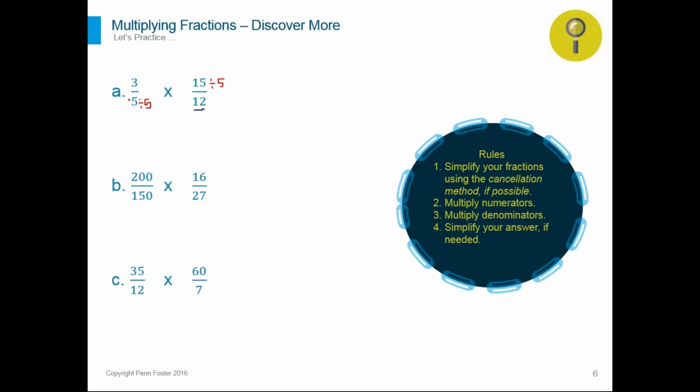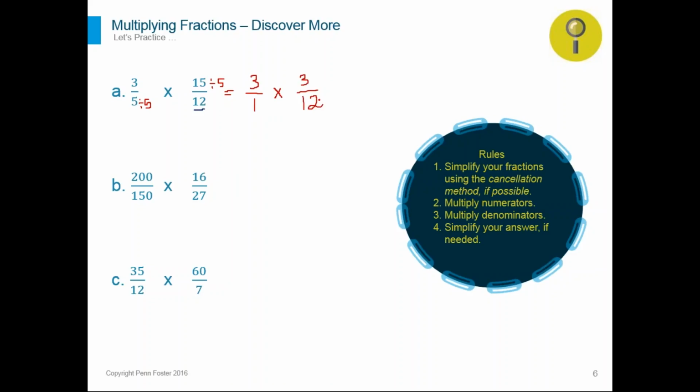Remember, we're going to have one number from the bottom with one number from the top. So let's rewrite our question. So far we have 3. 5 over 5 is a 1 times 15 over 5 will give you 3. And then 12 remains. We didn't change that.